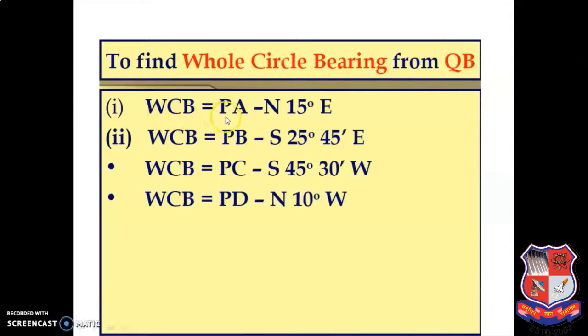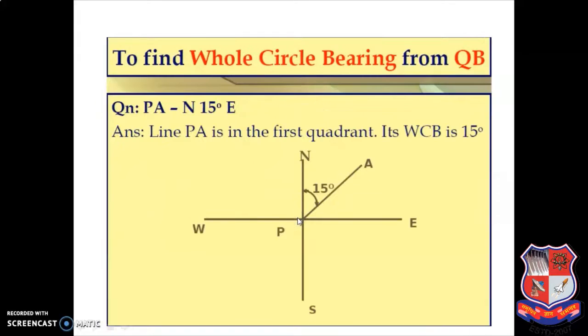WCB is equal to PA, P is your line, PA is north 15 degree east. Okay, in the same way, WCB is equal to PB, which is south 25 degree 45 minute east. WCB is equal to PC, which is south 45 degree 30 minute west. And WCB is equal to PD, which is north 10 degree west. So you can see, this is our answer.